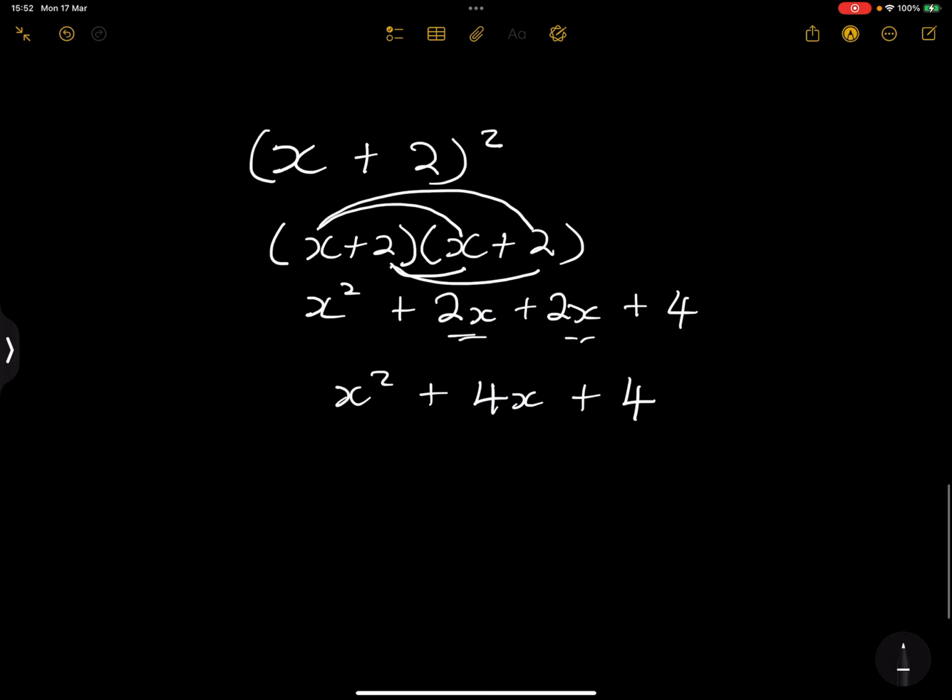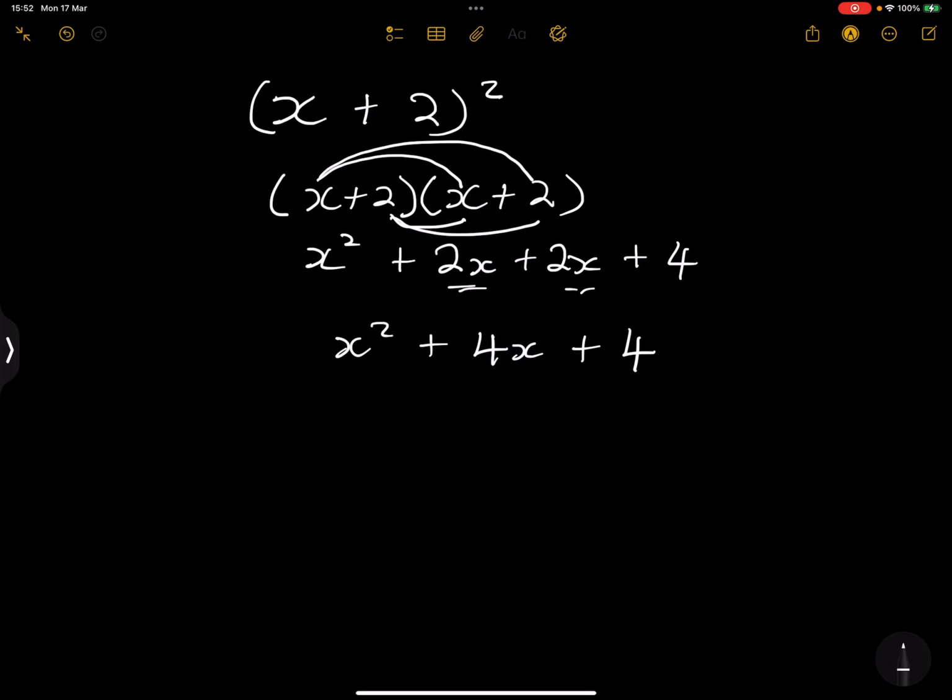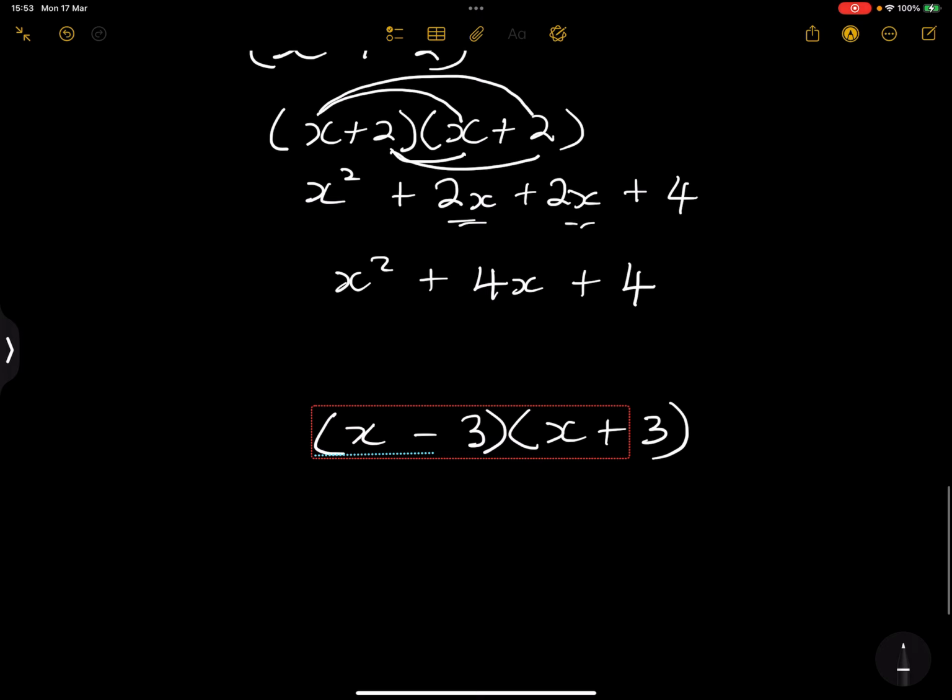Now, we also have what we call the difference of two squares, but we're going to explore that. So let's say I had x minus 3 and x plus 3. Right, notice how am I going to have that?